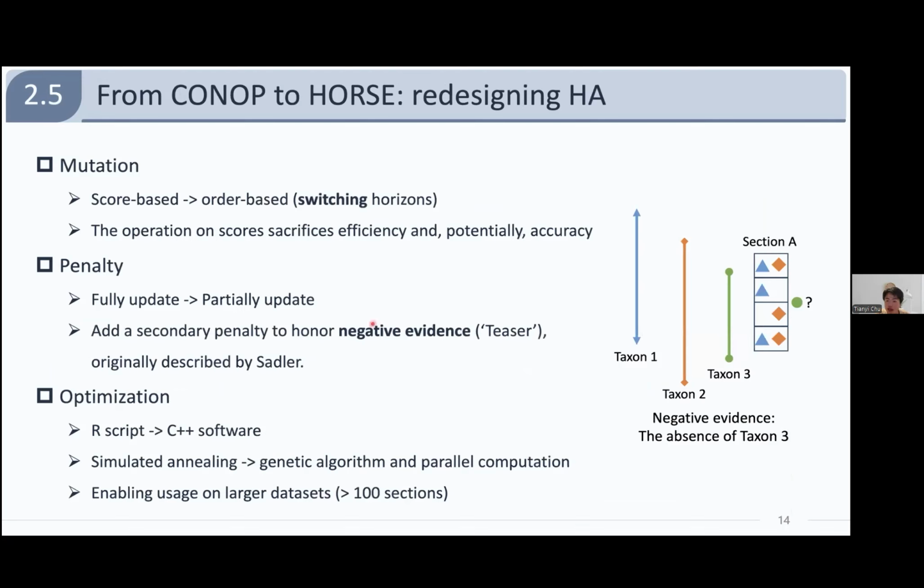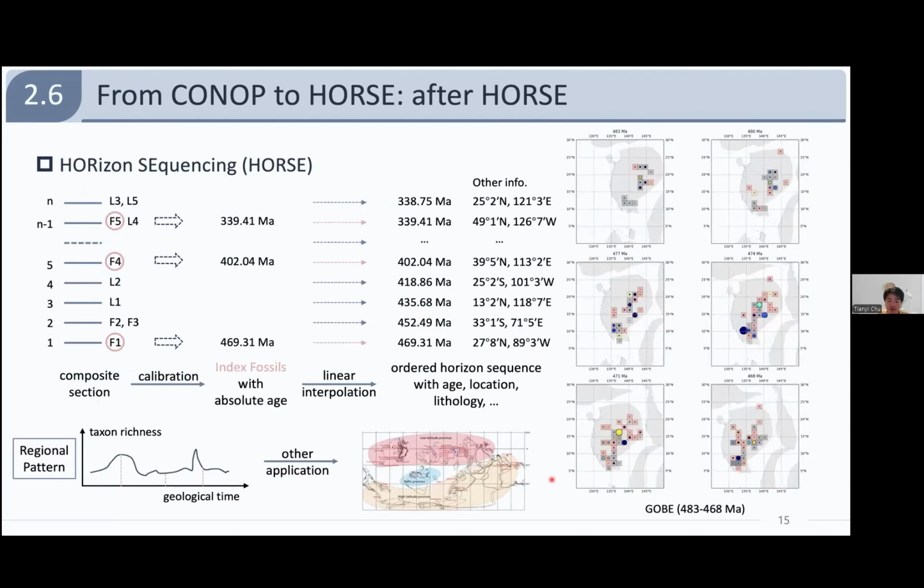To improve both accuracy and efficiency, we redesigned the core components of HA when developing HORSE. We replaced score-based mutation with direct horizon switching and introduced secondary penalty updates that respect the negative evidence, such as when a taxon is implied to occur locally but is not actually observed. On the optimization side, HORSE moves beyond simulated annealing by using a genetic algorithm and parallel computing, enabling fast and scalable performance on datasets with over 100 sections.